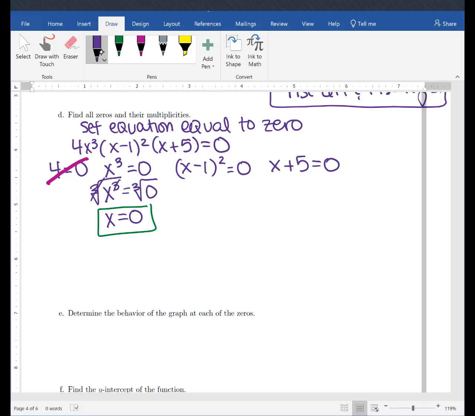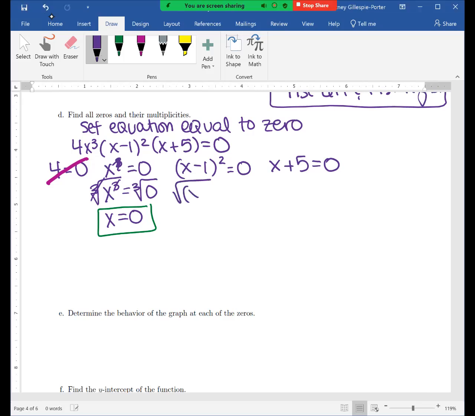When we look at x cubed equal to 0, we really didn't need the cube. We just needed the x by itself equal to 0. In our next one, the x minus 1 quantity squared equal to 0, I could take the square root of both sides, just like I did on the last one. And I would have x minus 1, because the square root and the square cancel each other out. Square root of 0 is 0.